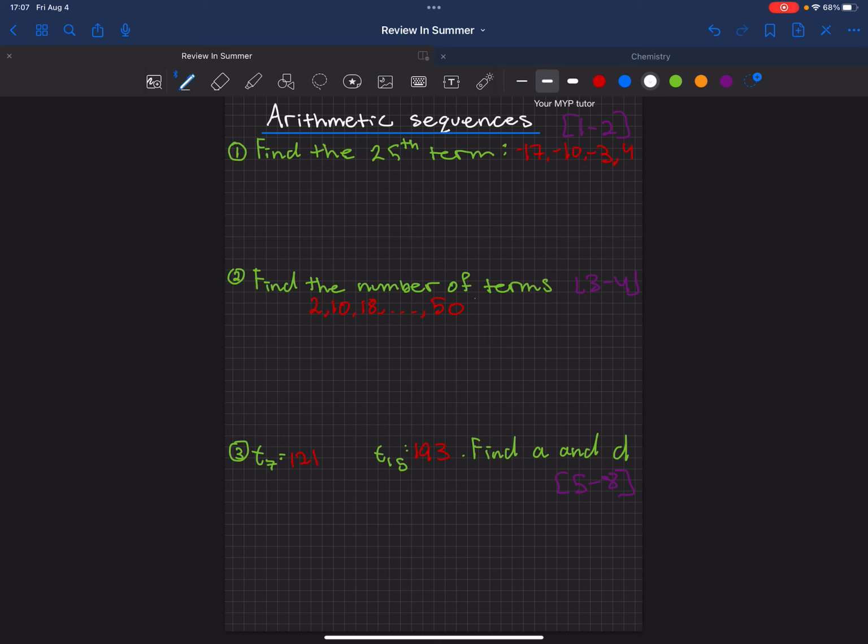I gathered 3 questions that progressively get harder. I would say that the first question is a level 1-2 in terms of difficulty, the second question is a level 3-4, and the third question is a level 5-8. Okay, let's get started. The first question is asking us for the 25th term.